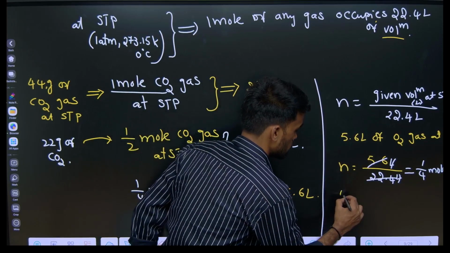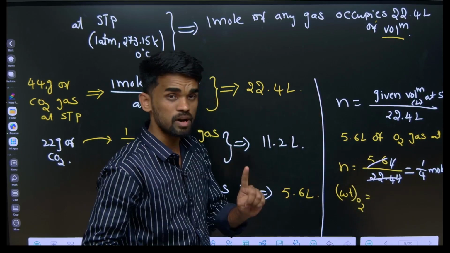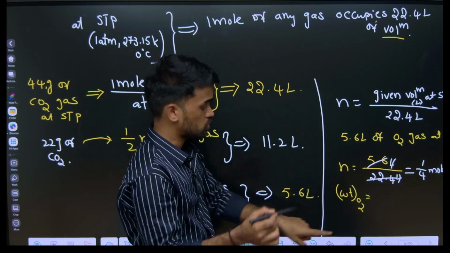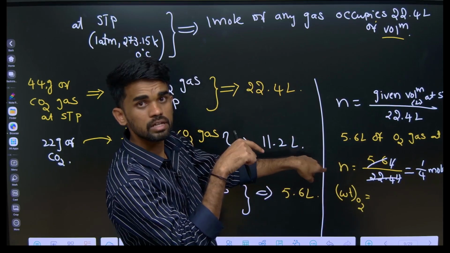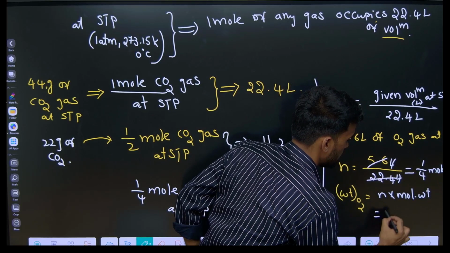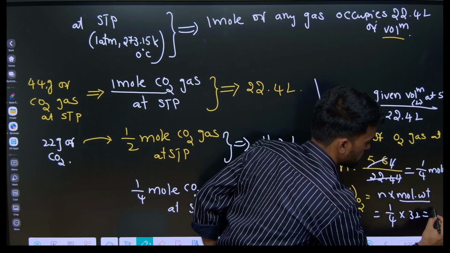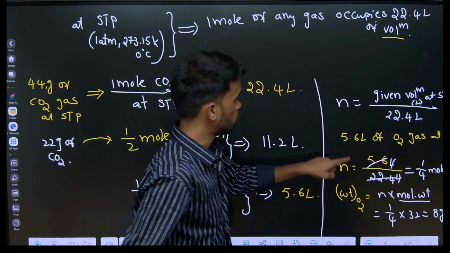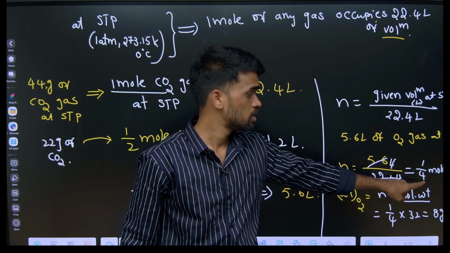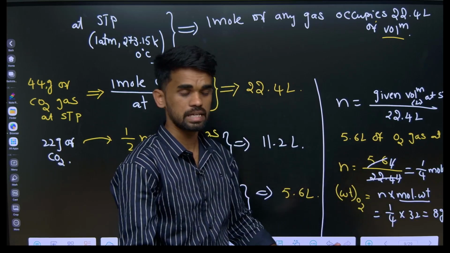Instead of asking the number of moles, if they ask us to find the weight of that particular O2 gas, how do we do this? What is the formula for number of moles? Given weight by molecular weight, no? So I want weight: n into molecular weight. What is the n value we got? 1/4. What is the molecular weight of O2? That is 32. So it will be 8 grams. So 5.6 liters of O2 can also be expressed as 1/4 mole, or it can be written as 8 grams of O2. I hope this is also very clear.